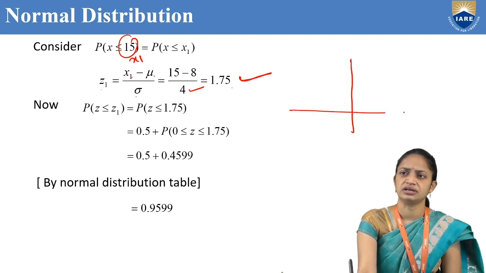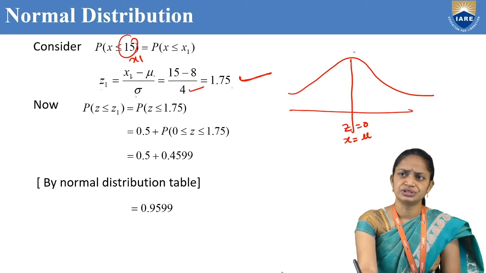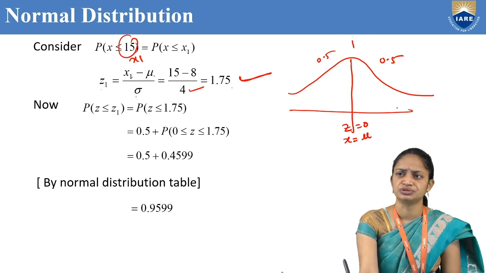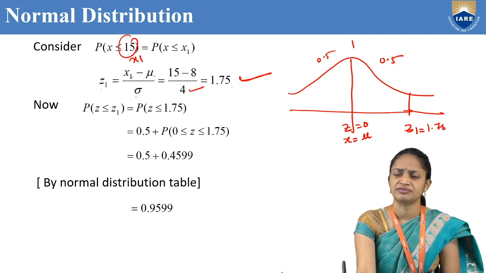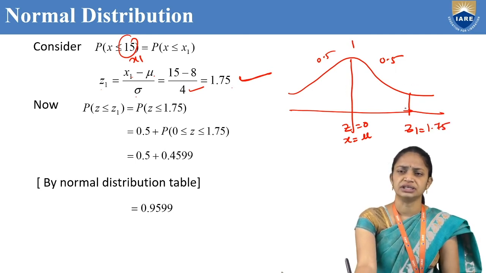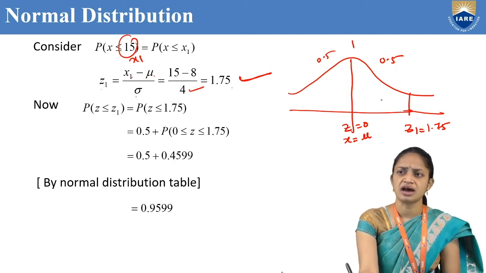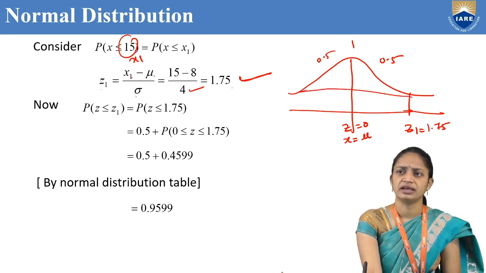So observe carefully here. The normal curve is symmetric about z equal to 0 and x equal to mu. So this total area is 1, and this is 0.5 and this is 0.5. So here we are having a positive value. So that's why we need to take it on the right side. So that is z1 equal to 1.75. So let us assume that point is here. But here we are having the less than or equal to symbol. So if we have less than or equal to, from the point we need to take only the left side area. So we need the left side area.